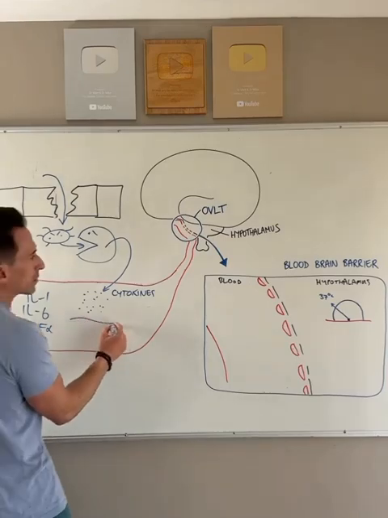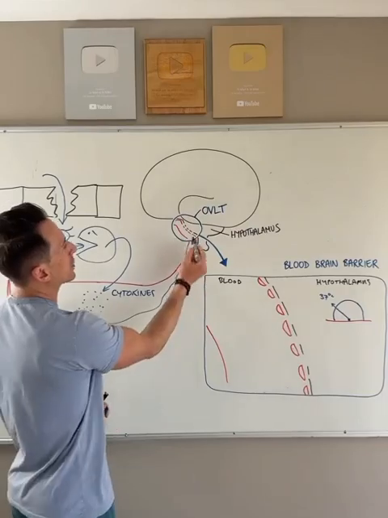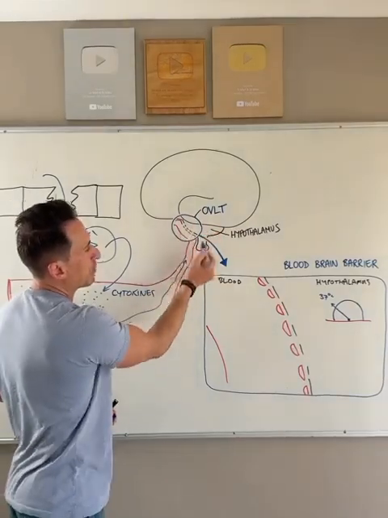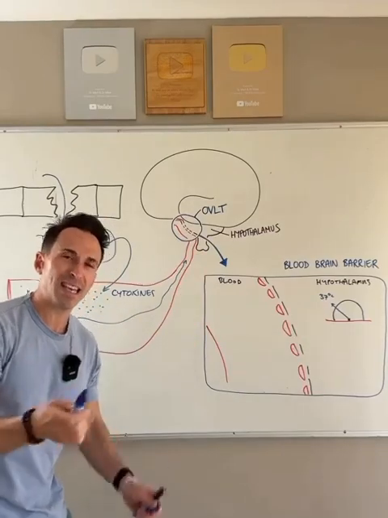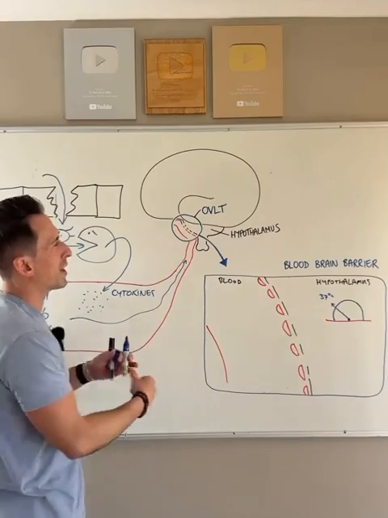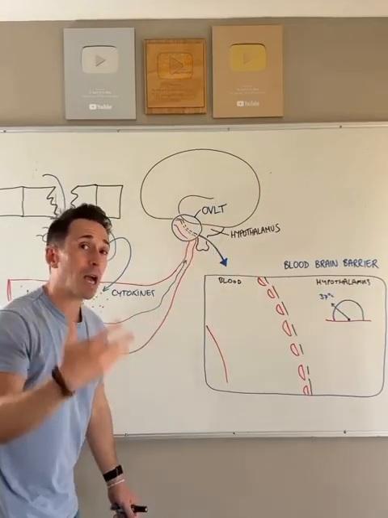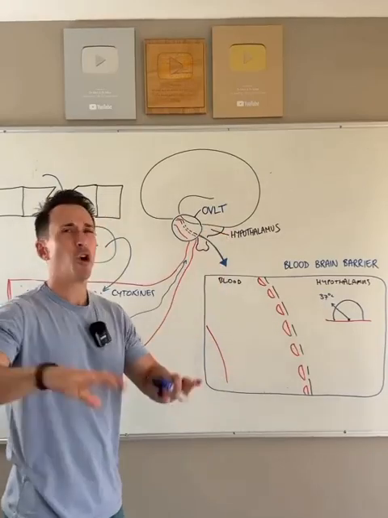So they'll be dumped into the bloodstream. They will travel through the systemic circulation, make their way to a part of the blood-brain barrier called the OVLT. Now, the OVLT is an area near the third ventricle. Actually, you don't really need to worry about that.